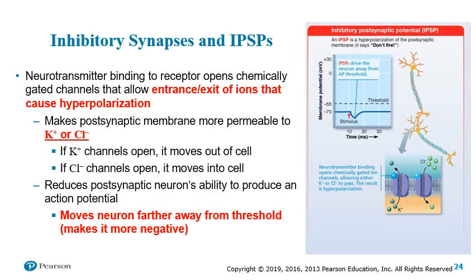In comparison, with your inhibitory signals, again, what is governing inhibitory signals are those ions, and you're going to have hyperpolarization, and it's going to make it more difficult for that neuron to fire.